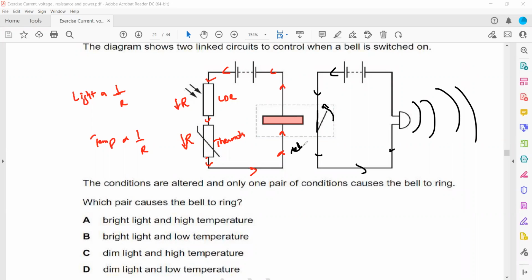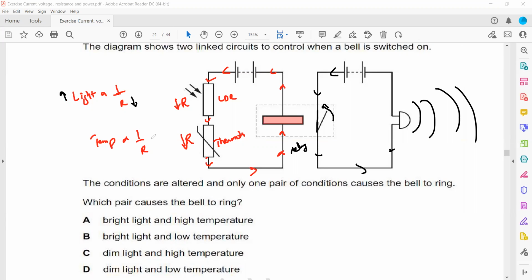So a relay is an electromagnetic switch which closes automatically when there's a current, so the other circuit will work and the bell rings. So what we should do, we want to reduce the resistance of the LDR. If I want to reduce the resistance of the LDR, it means I should increase the amount of light. So more light, less resistance.